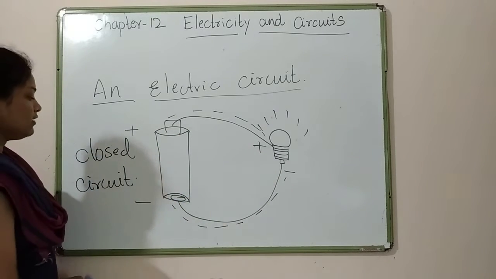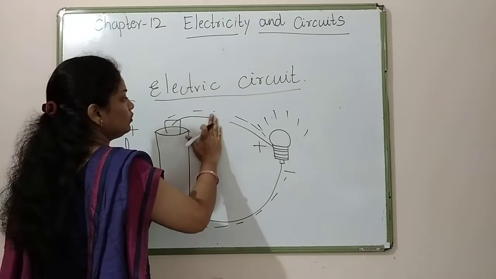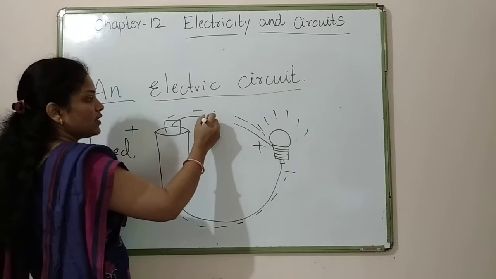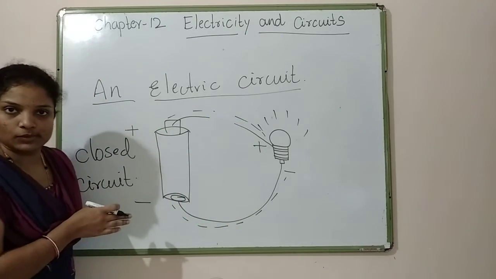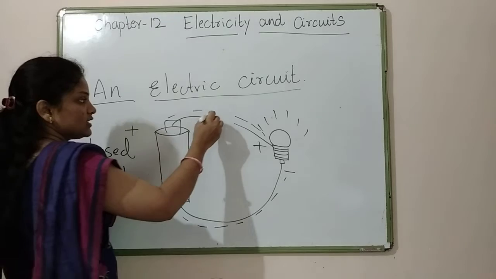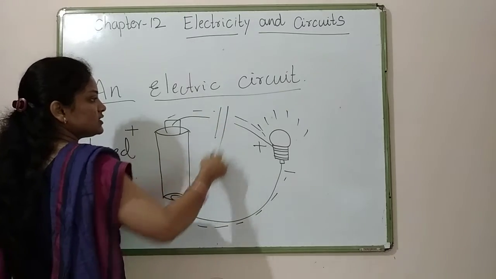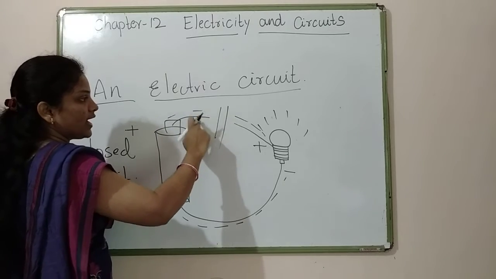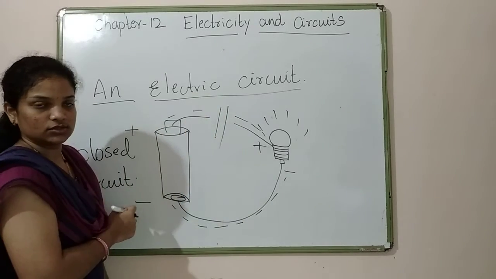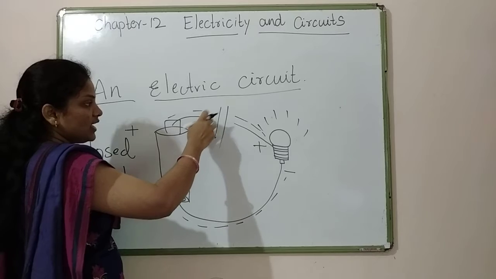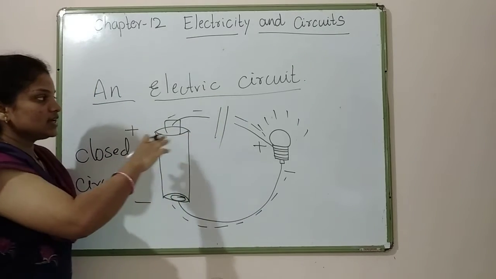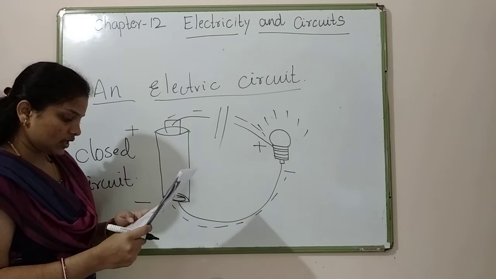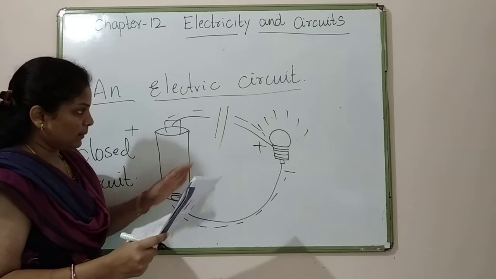So if you open here, does the bulb glow? If you don't connect this wire to this wire, does the bulb glow? No, it doesn't glow. Why? Because this is open here. So this is the open circuit, right? The flow of current will be broken here. Since it is broken here, the bulb doesn't glow.